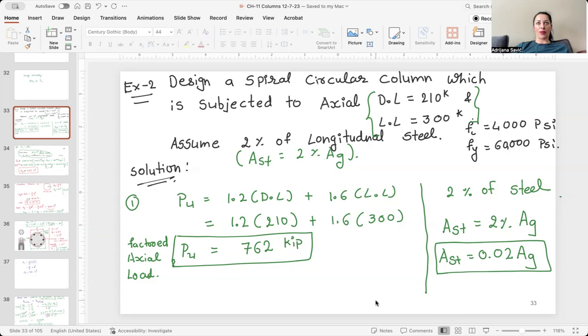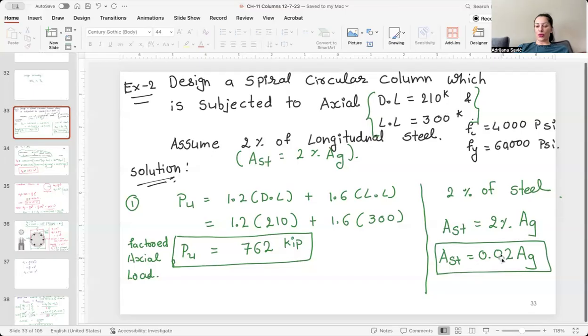For this column, we have a compressive strength of concrete of 4,000 psi, and a yielding stress of 60,000 psi. The first step is to determine the factored axial load using the safety factors of 1.2 for dead load and 1.6 for live load. So we have 1.2 times 210 plus 1.6 times 300, which gives a factored axial load of 762 kips. With 2% of steel, the area of steel is 0.02 times the gross area of the column.